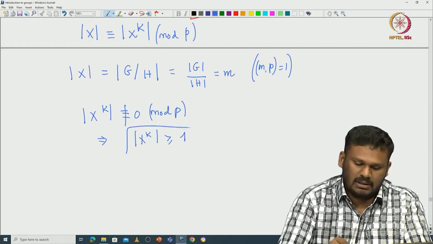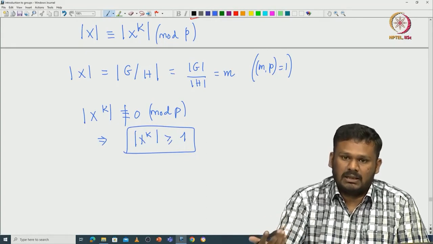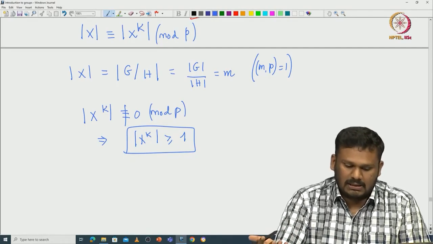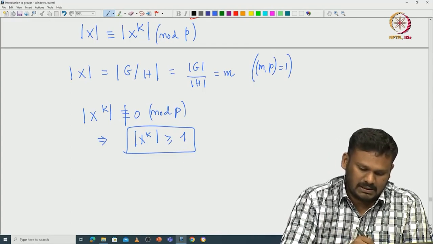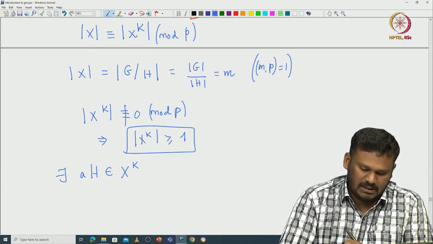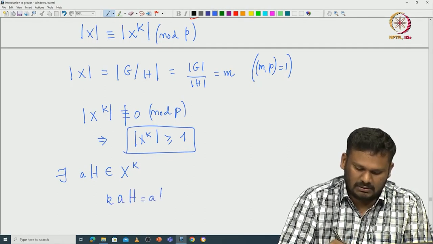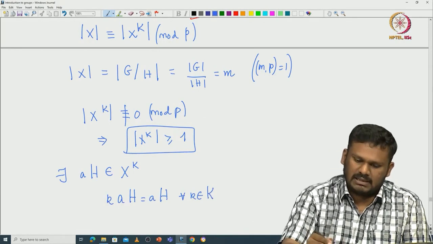That's all we need. This is guaranteed by P not dividing the cardinality of X, and the cardinality of X being congruent to the cardinality of X power K. So that immediately implies the cardinality of X power K is non-zero. That means there exists some coset AH inside this X power K. If you translate this, it means this K acts trivially on this coset, for all K in capital K.